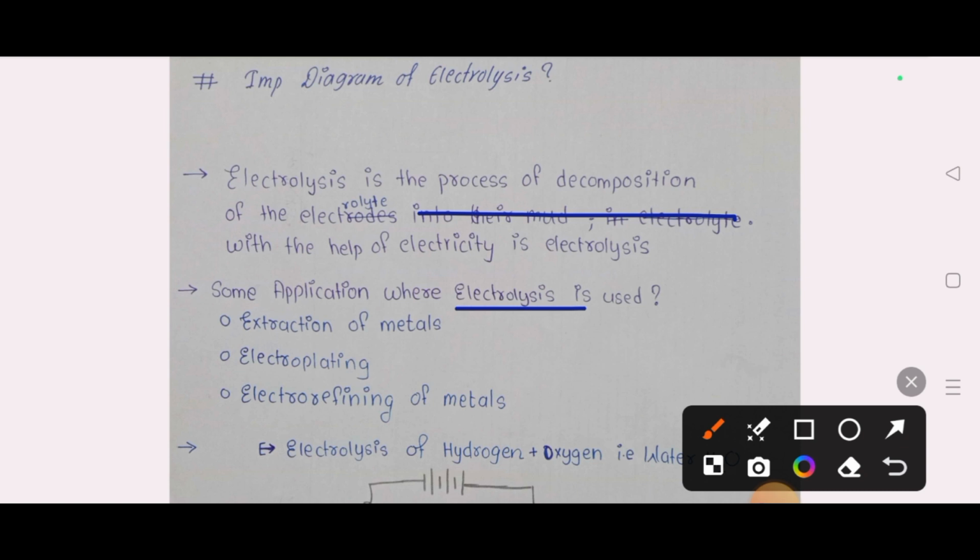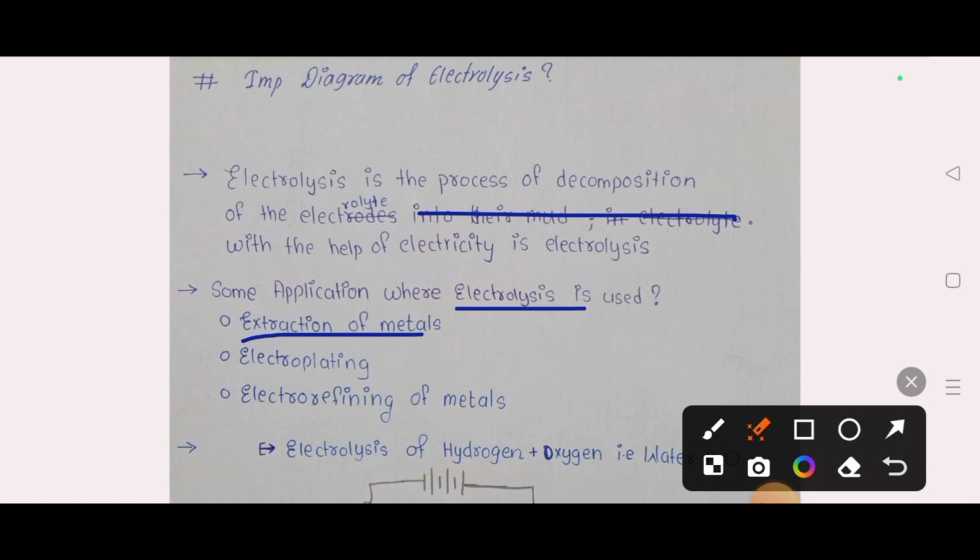Now, why are we using this? Why do we want to break down the electrolyte into ions, cations and anions? Why do we need to break it down? First thing, it is used to extract metals from their ore. To extract the main metal from its ore, we are using this application.